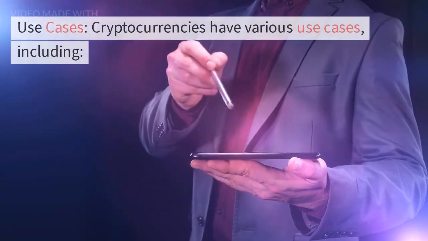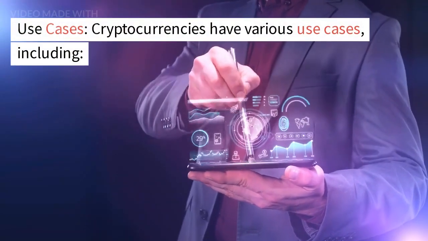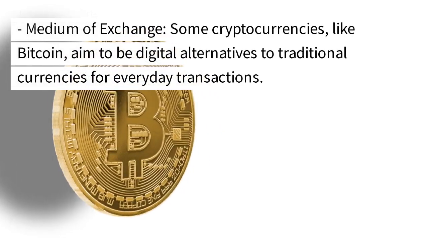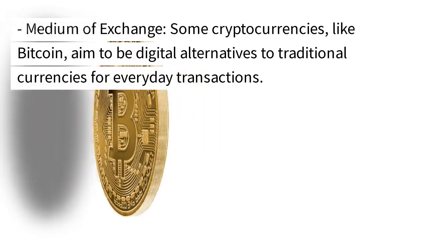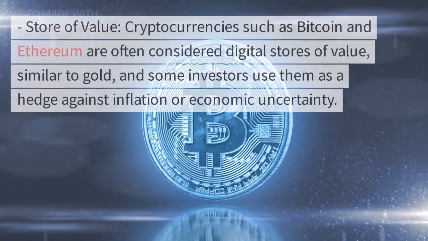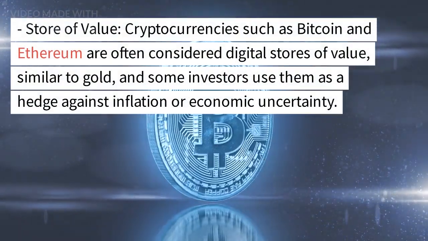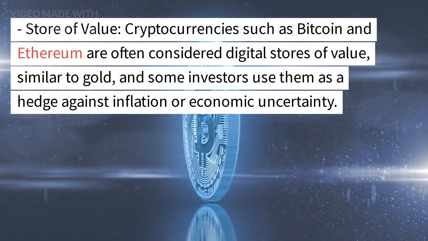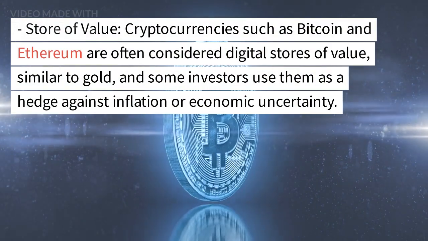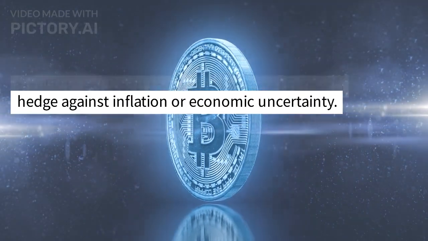6. Use cases. Cryptocurrencies have various use cases, including medium of exchange. Some cryptocurrencies, like Bitcoin, aim to be digital alternatives to traditional currencies for everyday transactions. Store of value. Cryptocurrencies such as Bitcoin and Ethereum are often considered digital stores of value, similar to gold, and some investors use them as a hedge against inflation or economic uncertainty.